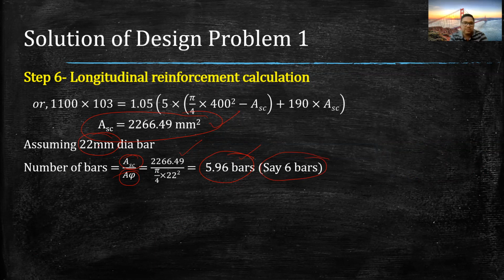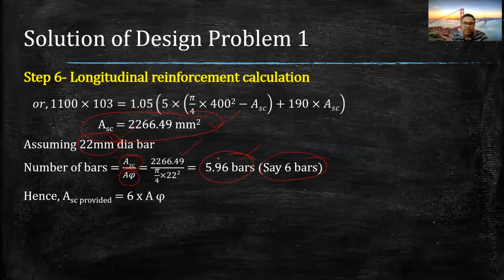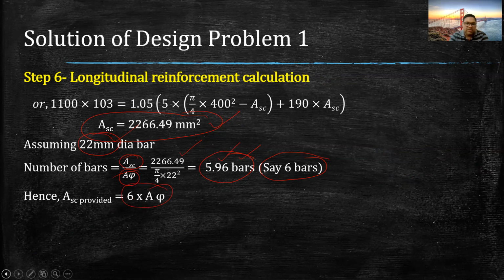So it means the dia adopted is same. In case if the number of bars is coming low or higher, so accordingly we can change the dia of bar so that we can have optimal number of bars in our column. So now as you can see, we have approximated this value to 6. So therefore ASC provided will be slightly higher than the required. So we can find out that, so the ASC required, ASC provided here is 2280.